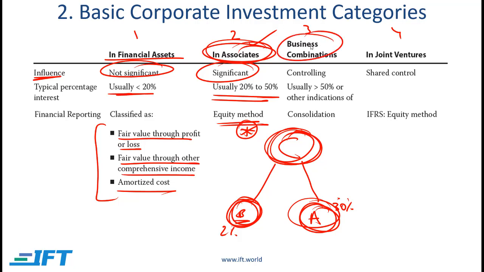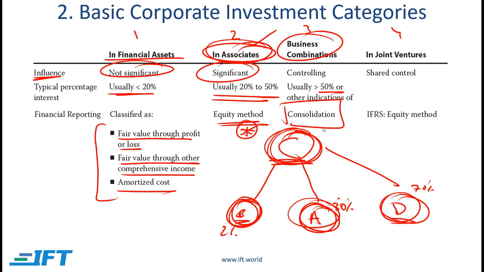Then the third category is business combinations. This is where company C buys a significant portion of another company. So let's say we have company D, and C buys 70% of the shares outstanding of company D. So now clearly company C has a controlling influence in D, and this controlling influence generally happens when the ownership is 50% or more. And the accounting method used here is called the consolidation method. This is also extremely important, and we will be discussing the consolidation method in a lot of detail.